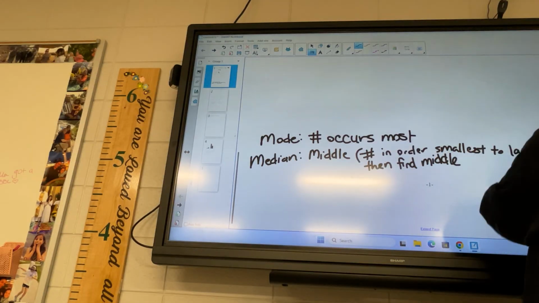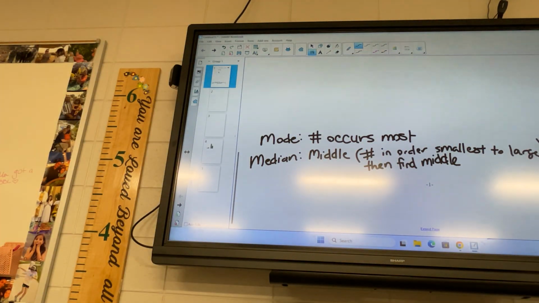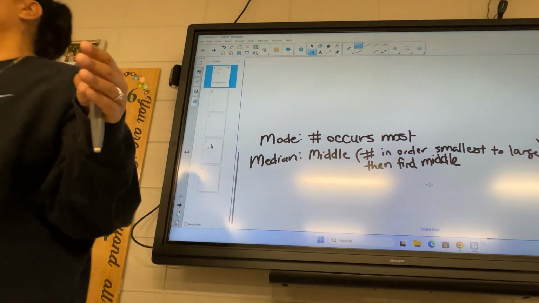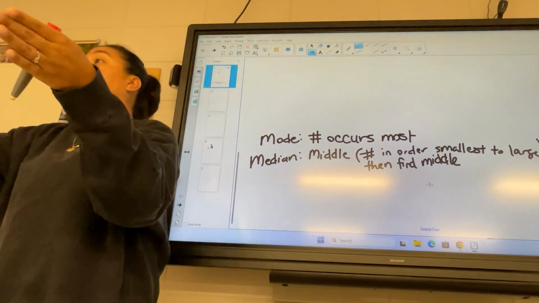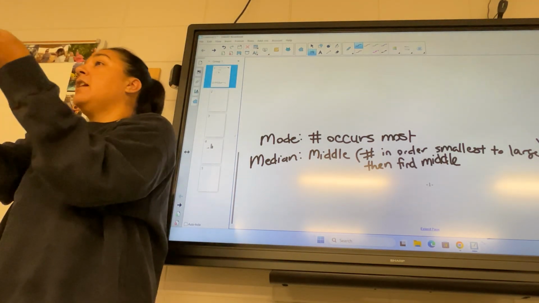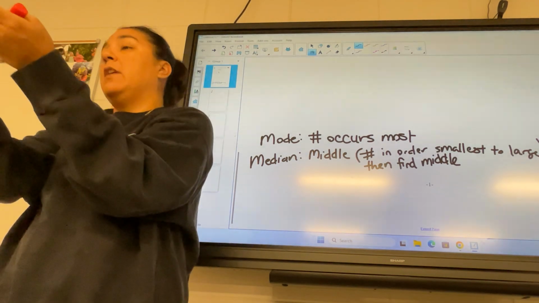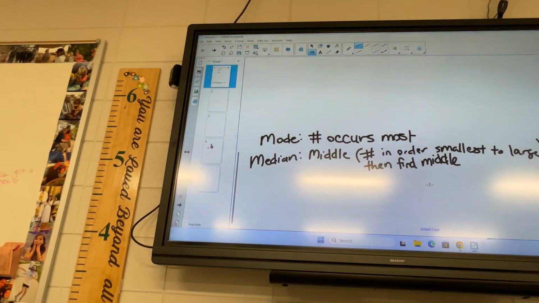I'm not going to write it on here, but I can tell you if there are 2 numbers in the middle, you're going to take the 2 and add them together. If we think about 6 numbers, and we cross off 2, and then cross off 2 more, there's 2 left in the middle. There's not actually a middle, okay? So you would take the 2 that you do have, add them together, and divide by 2.